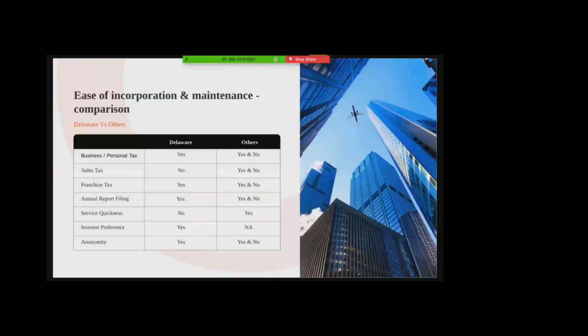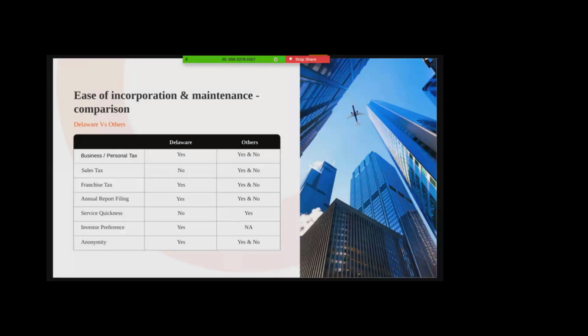So here I wanted to bring to you the main subject of ease of incorporation and maintenance comparison, particularly with regards to Delaware and other states, because all of us would have heard of a Delaware company. What is it? Why does everybody go to Delaware? Why should we do it in Delaware? There are certain things that are very common in all of the states, but people always prefer Delaware. This slide will answer that question.